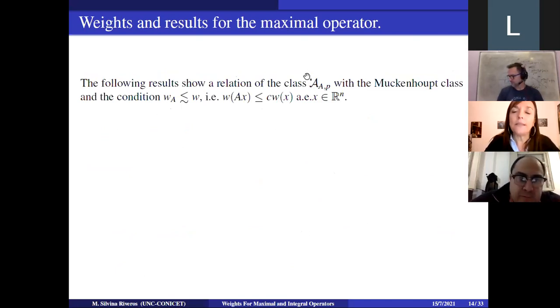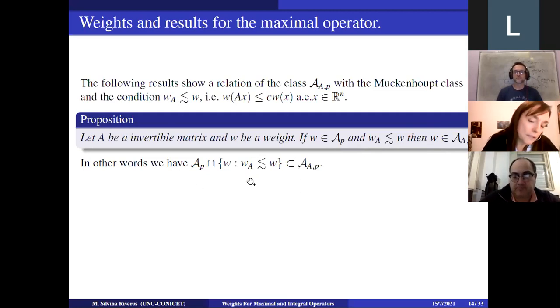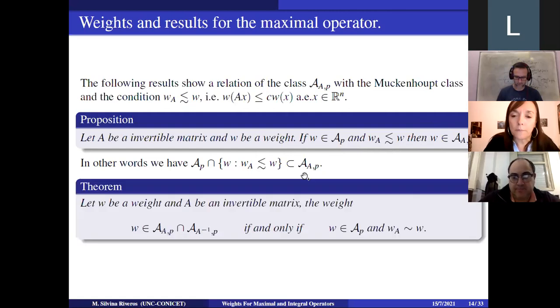And also observe the following. If W belongs to the AP class, and we have the condition, the homogeneity of the weight, then W belongs to the A sub AP. Here we have the things that we were asking before in the theorems imply this new condition. And so we have this inclusion, no? AP intersection this condition is included in this new A sub AP.